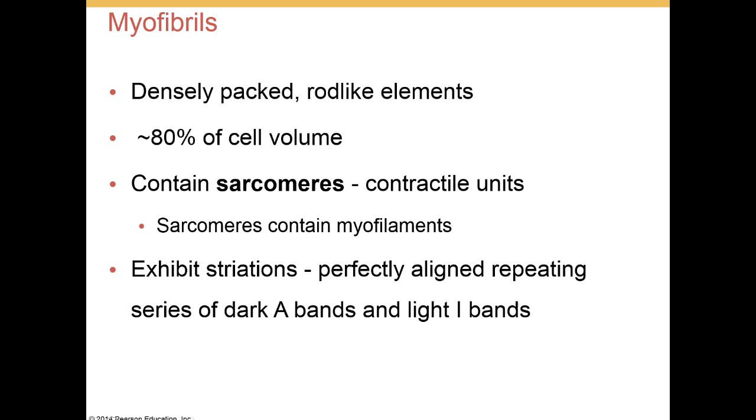The myofibrils and the sarcomeres within the myofibrils will contain many important muscle filaments known as myofilaments. Another structure seen with both skeletal muscle and cardiac muscle is striations, and these striations are due to the arrangement of the sarcomeres within the myofibrils. They're arranged to have perfectly aligned repeating series of dark A bands and light I bands. You can always remember that the A band is the dark band because dark has A in it, and the light band is the I band because light has I in it.